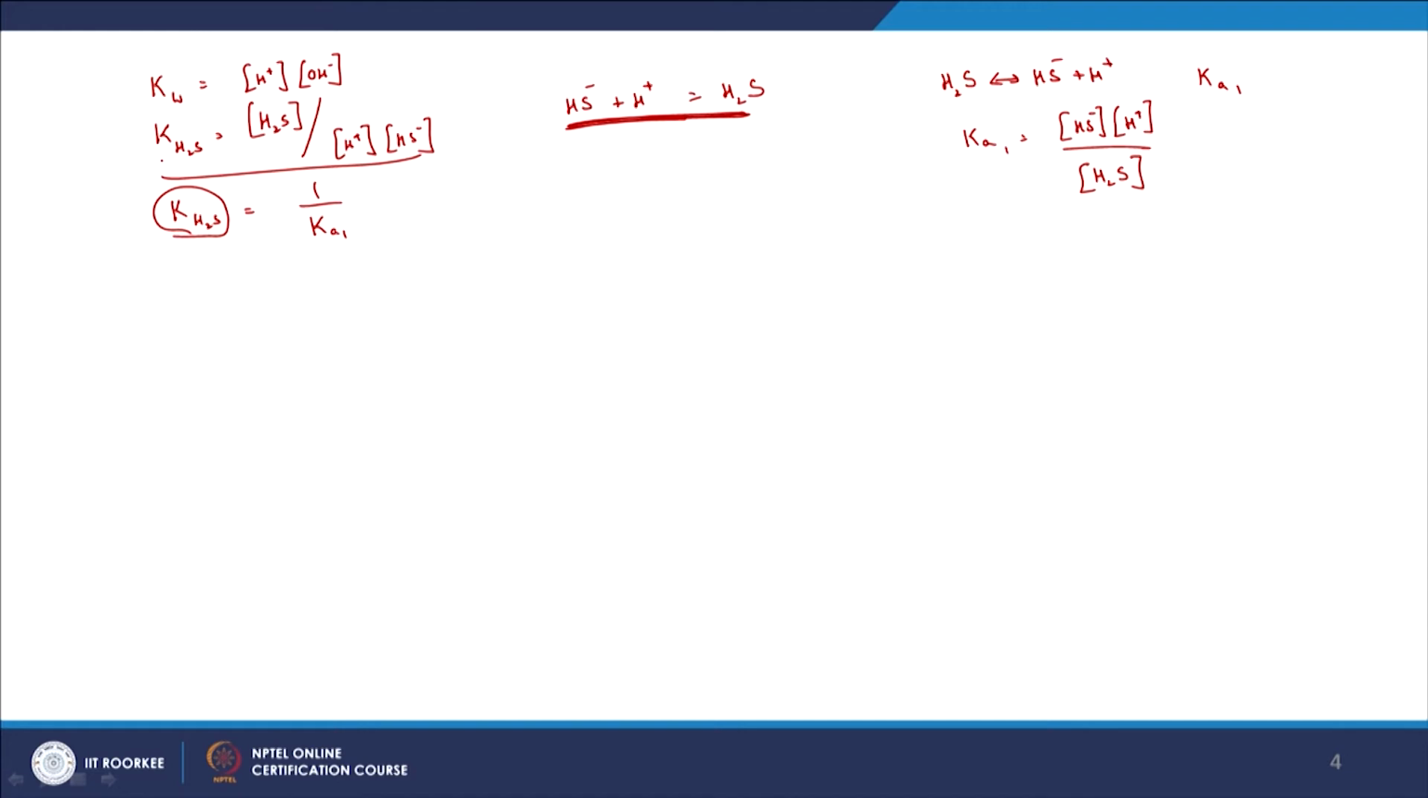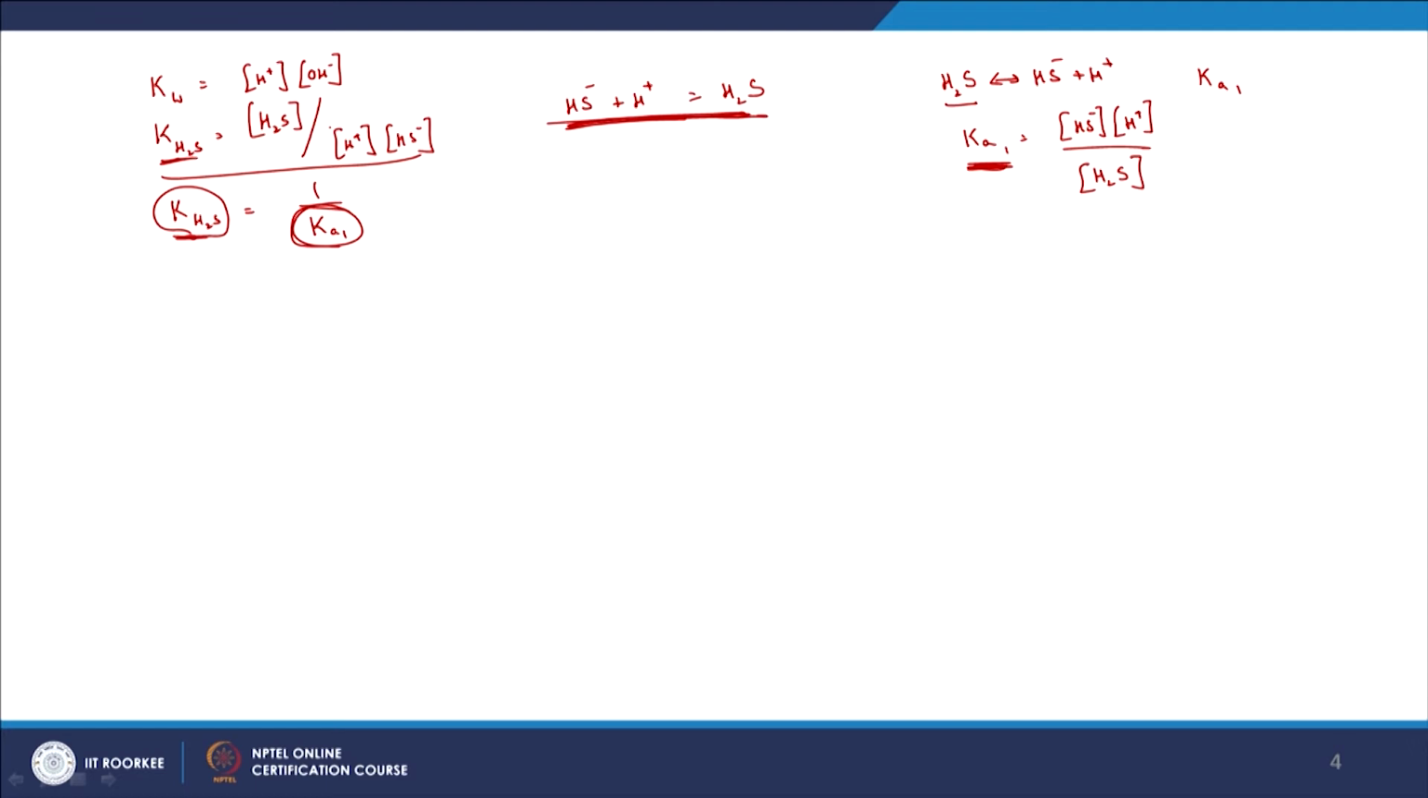But I want to express this particular constant in terms of constants which would be available in my standard tables, and as we can see here with minor manipulation, we can express it in terms of Ka1, which is the acid dissociation constant for H2S, right? And so on and so forth. So I can do that and transform that, so I have the relevant equation here. So let us move on.